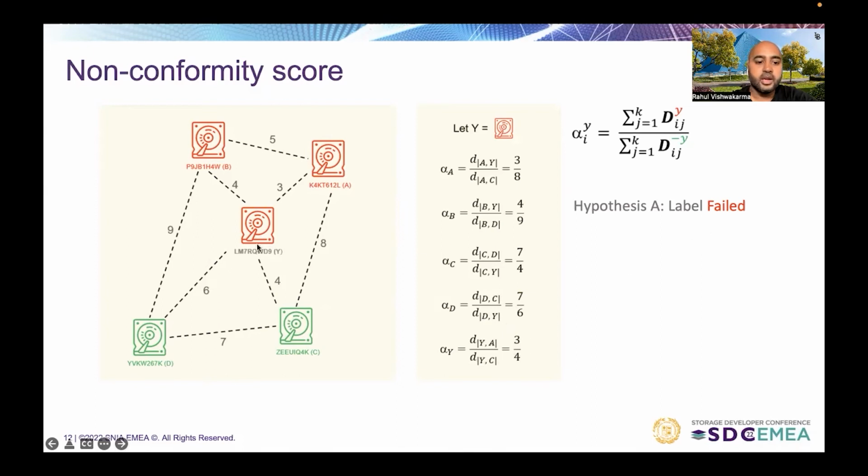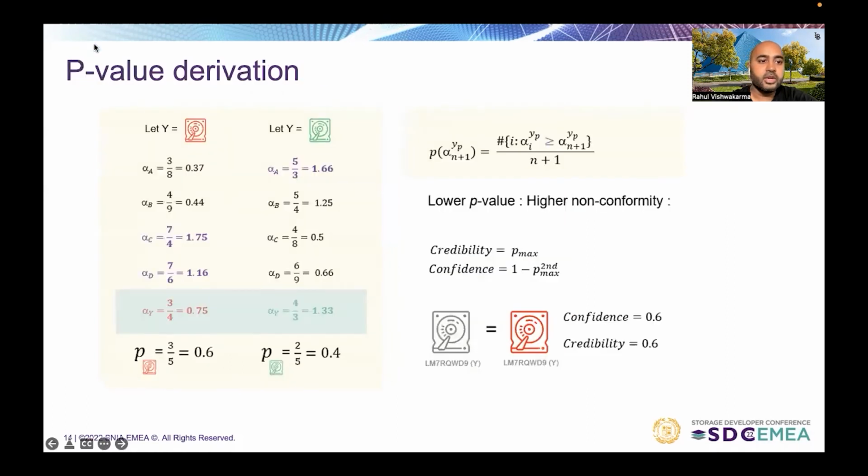In a similar way, once we get it for failed, we will go for the green one, because we have just 2 labels. So that's why we have just 2 hypotheses. Suppose that we have multiple labels, for example, 5 labels, so we will be making 5 hypotheses. Now in a similar way, as we calculated for the failed one, we have calculated for the normal one. So now we got all the non-conformity scores specific to the failed and the normal one, which were the 2 binary labels. So we will derive the p-value.